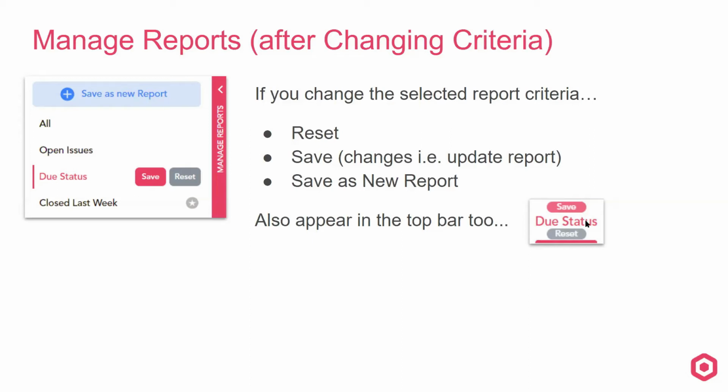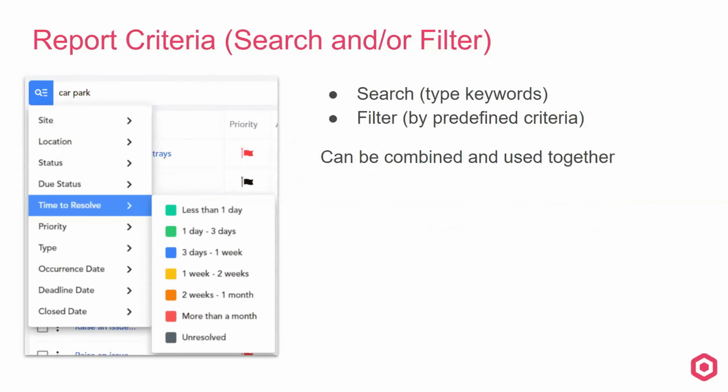And if the report is appearing in the top bar as one of your favorites, the save and reset buttons will also appear there too. So now I want to talk to you about report criteria. A couple of options here. You can search, you can filter, or you can combine both together.